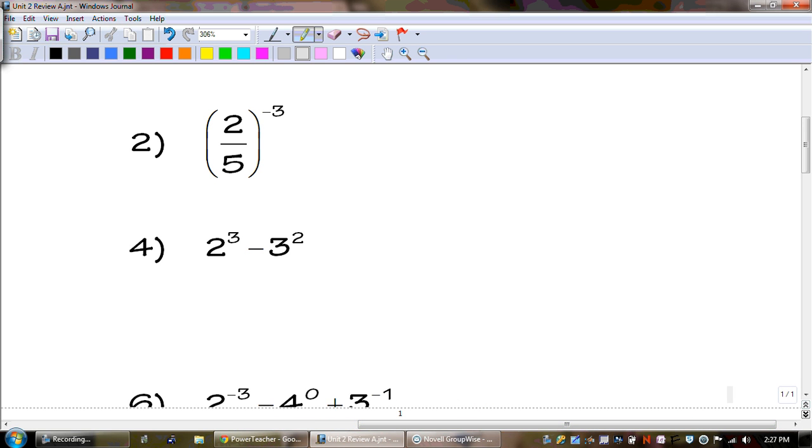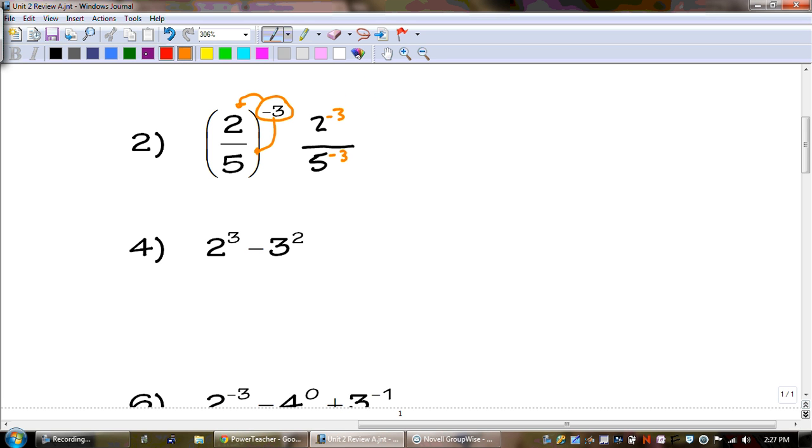All right, number 2. We're doing the same thing. The first thing we check is, can I reduce what's inside? And we can't. So we're going to distribute the negative 3 to both the 2 and the 5. So I'm going to rewrite it with our new exponents.